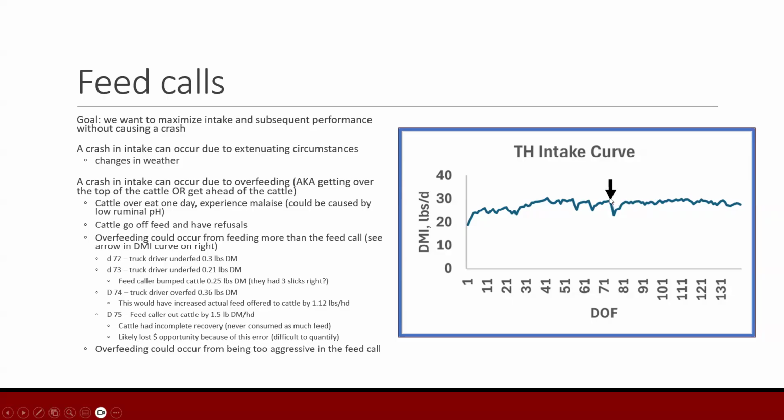If we were to draw a line between these 2 points, that is lost intake and lost conversion into average daily gain. So how much money did this incident lose by the truck driver not delivering the correct feed calls and the feed caller not considering that? I don't know, but it could be substantial, especially if you consider maybe the same thing happened here and here as well.